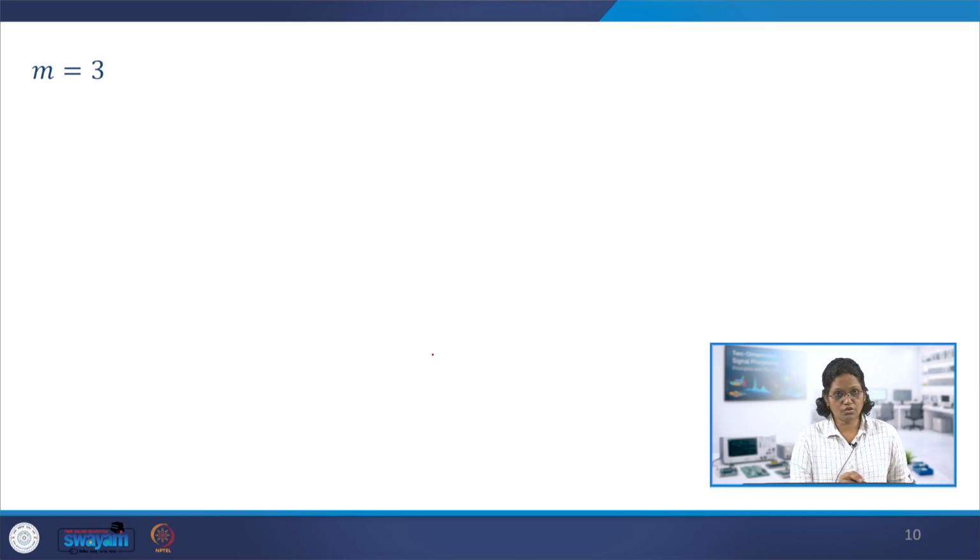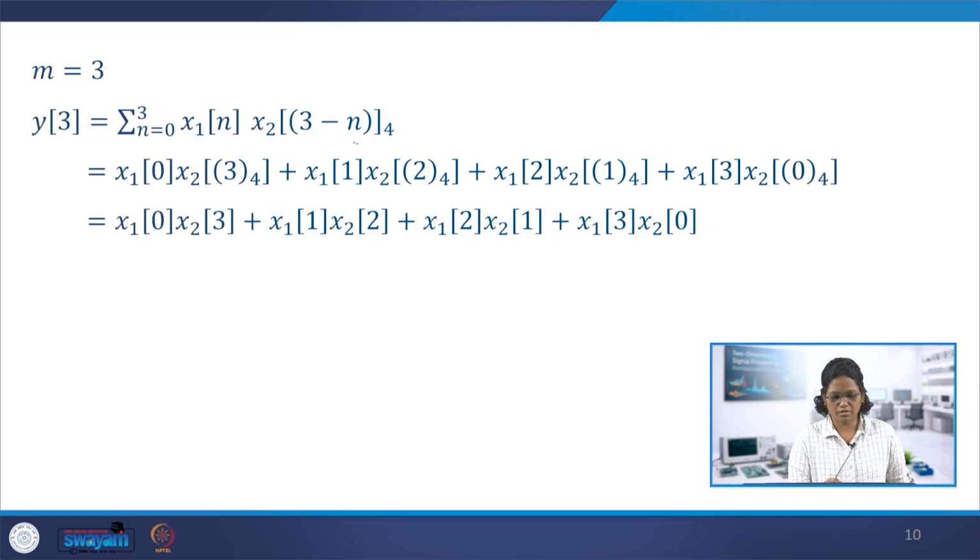The same sample values you can give. So m equal to 3, the equation now becomes 3 minus n. So there are no negative indices coming up in this, because this is 3 and n is varying from 0 to 3. So we have the last sample is 0 inside.